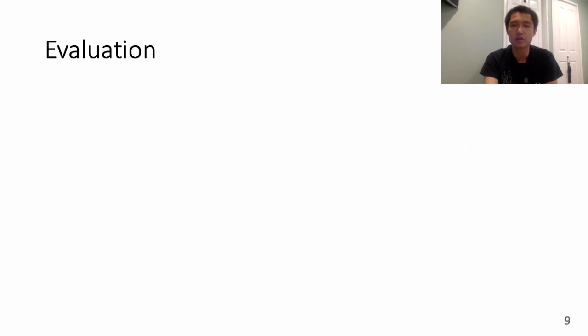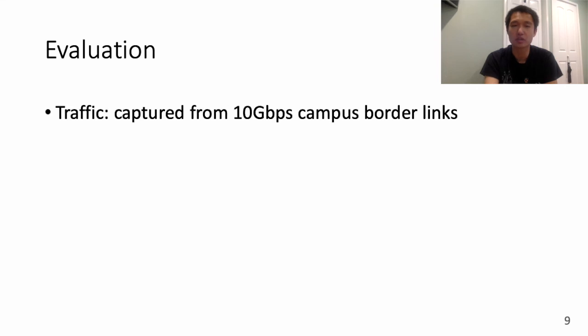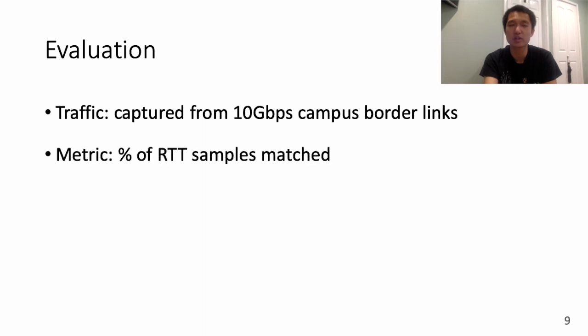Now let's present some evaluation of our algorithm. We captured some traffic trace from Princeton University's campus internet border. It's a 10 gigabit per second bidirectional link. The metric we want to measure is the percentage of RTT samples successfully matched, compared with an offline analysis script that looks at the entire trace to find all the possible RTT matches. So basically, we want to see how much hash collision causes us to lose samples.